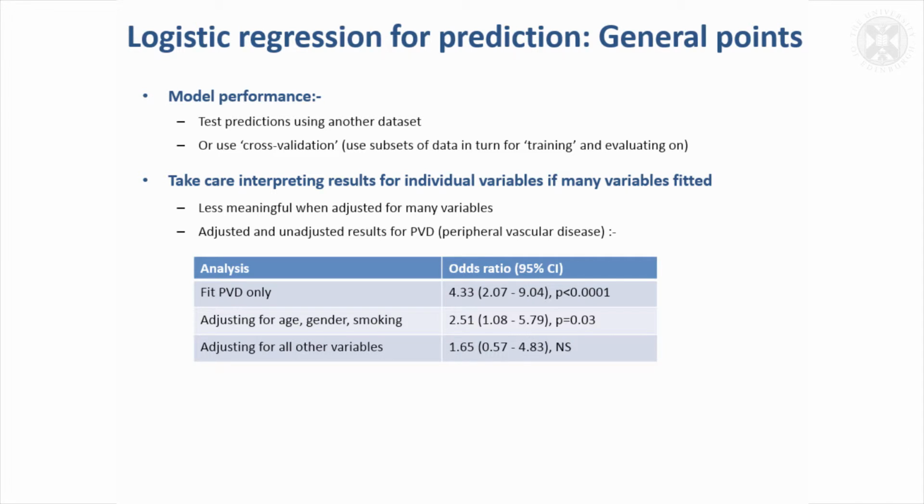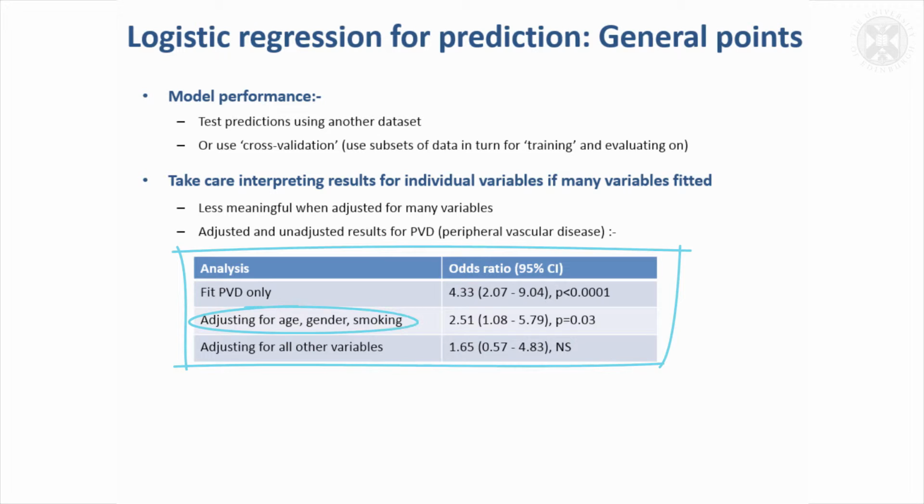And if you've fitted a lot of variables, you need to bear in mind you're adjusting for a large number of variables, so you need to take care when interpreting the results for individual variables. So for example, if we just fit peripheral vascular disease on its own without doing any adjustments, we get a really high odds ratio. When we adjusted for age, gender and smoking in the model we just had, the odds ratio, well, it's still definitely significant, but it's not quite as high.